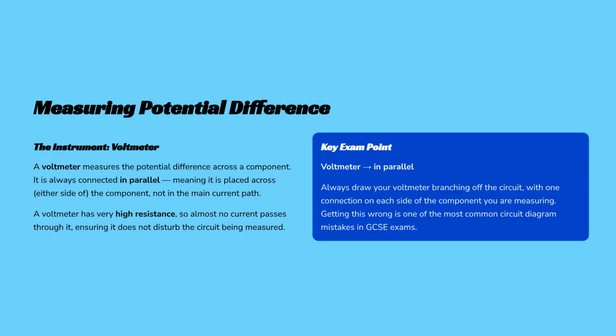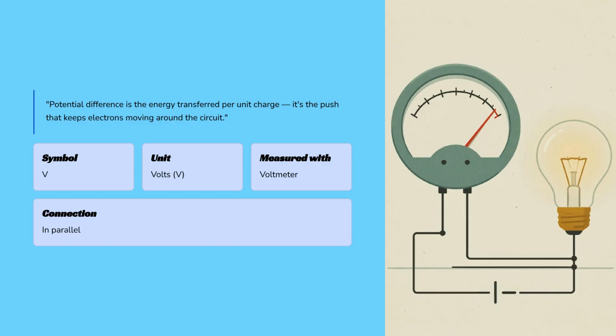To measure potential difference, use a voltmeter. Unlike an ammeter, a voltmeter must be connected in parallel across the component. Because it has very high resistance, it ensures that the circuit's operation isn't disturbed by the measurement process. Here's a quick summary for your notes. Potential difference is measured in volts with a voltmeter connected in parallel. It is the vital push that keeps electrons in motion.